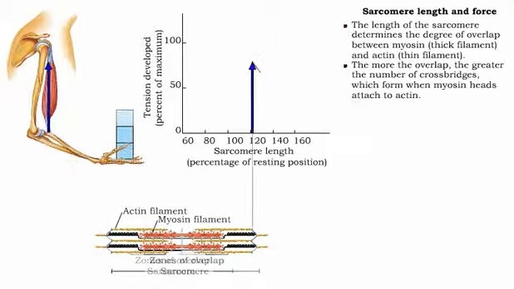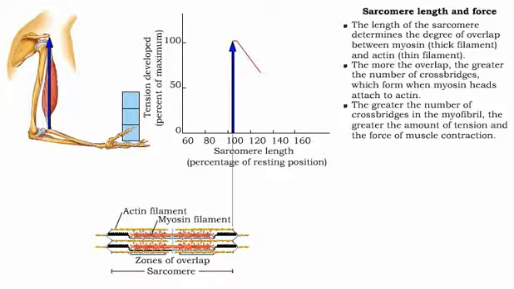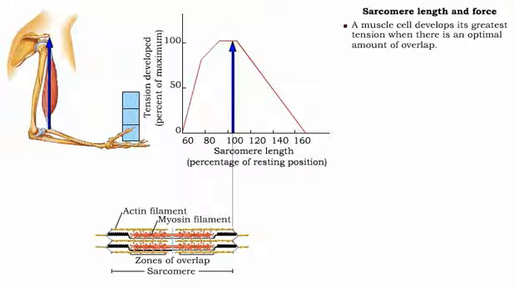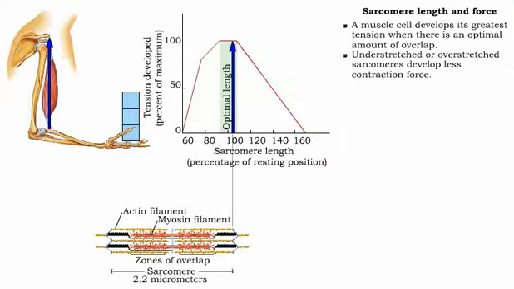As sarcomere length decreases, optimizing the overlap, tension increases. Optimal sarcomere length and overlap produces maximum tension during contraction. Look at the graph depicting length-tension relationships. For a skeletal muscle cell, the optimal sarcomere length is about 2.2 micrometers. At this length, the muscle fiber is stretched just above 100% of its resting length. Significantly understretched or overstretched sarcomeres result in lower tension and weaker muscle contraction.